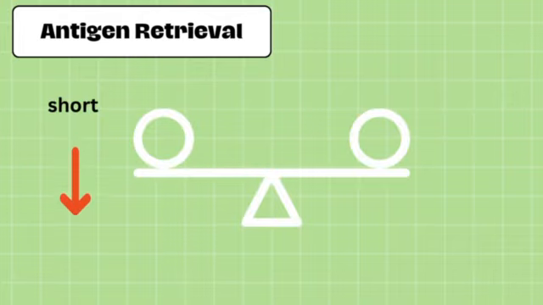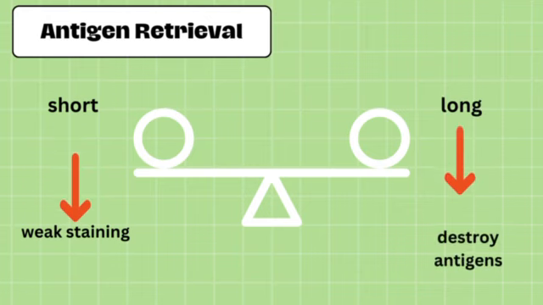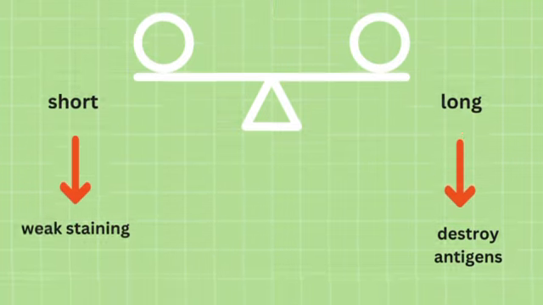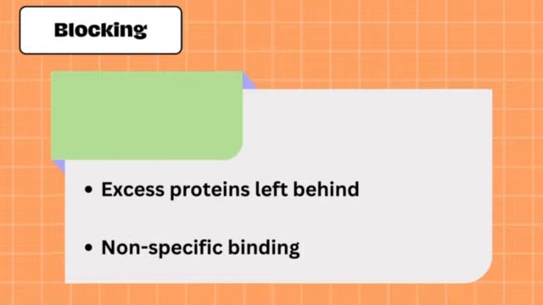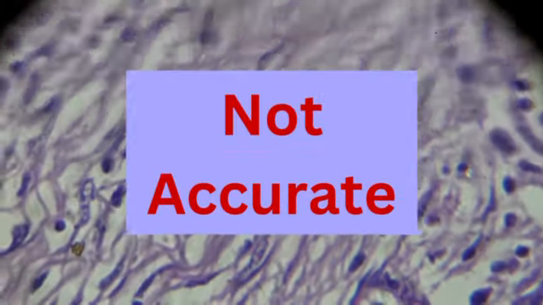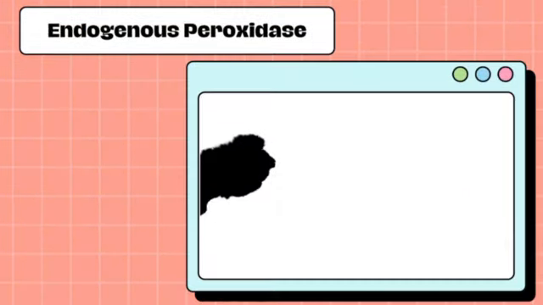Too short, and you may not unmask all the antigens, leading to weak staining. Too long, and there's a risk of destroying those very antigens you're trying to detect. This step is crucial for making your target antigens accessible without compromising their integrity. In the blocking phase, insufficient washing can leave behind excess proteins, which obscure your target antigen. This can result in nonspecific binding, where the stain doesn't accurately represent the presence of your target. Make sure to thoroughly wash after blocking to ensure clarity in your results.